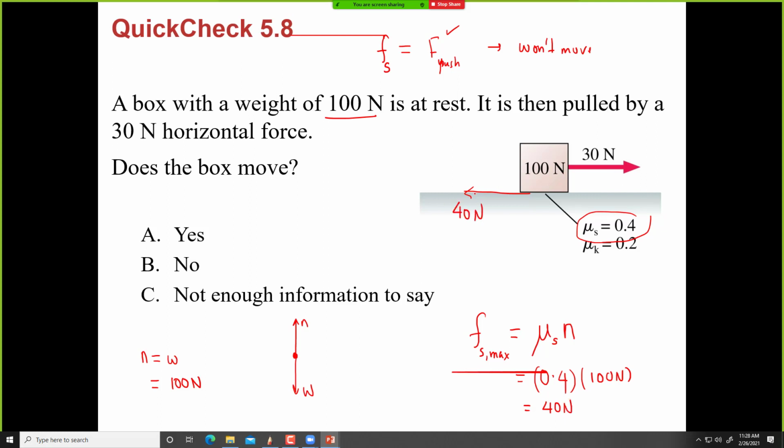Now you can decide whether the box would move or not. There's greater friction force, so that means the box won't move. Okay. So the maximum friction force is 40 Newton. The surface can exert up to 40 Newton. You need to apply more than 40 newtons to move the box. If it is less than this maximum friction, then the box won't move.